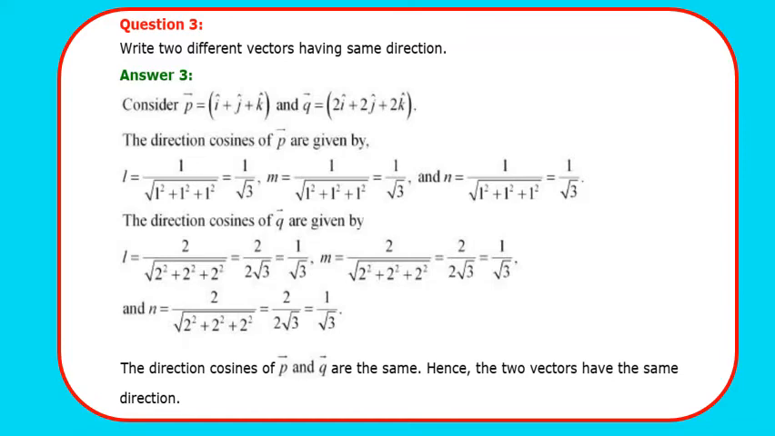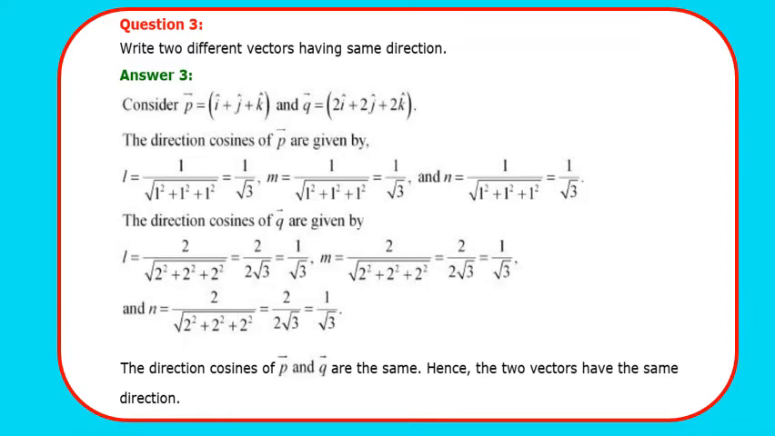Now the direction cosines of p are given by l equals 1 upon under root 1 square plus 1 square plus 1 square, which is 1 upon root 3. m equals 1 upon under root 1 square plus 1 square plus 1 square equals 1 upon root 3. And n equals 1 upon root of 1 square plus 1 square plus 1 square, that is 1 upon root 3. And the direction cosines of vector q will be l equals 2 upon under root 2 square plus 2 square plus 2 square, which is equal to again 1 upon root 3.